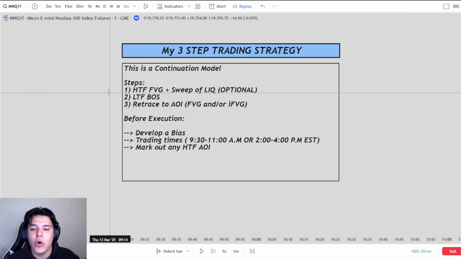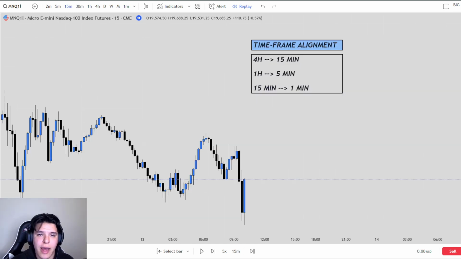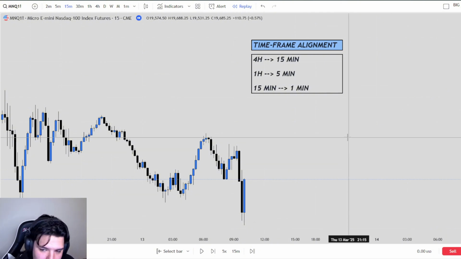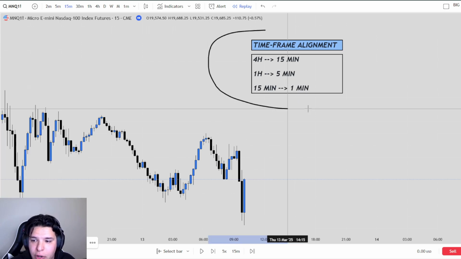All right, so let's actually go over to the charts. We're here on MNQ. I'm going to be making use of the replay feature on TradingView. But before we go ahead and actually showcase examples of this entry model, I did want you guys to keep this in mind: time frame alignment.